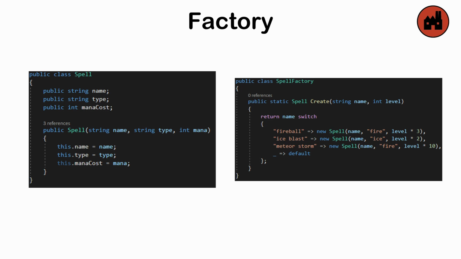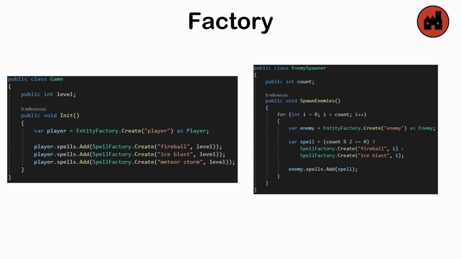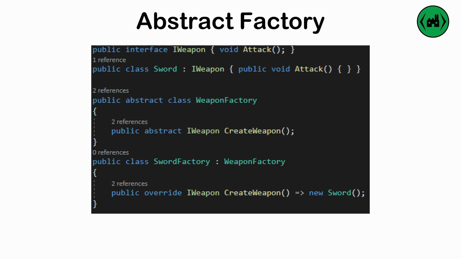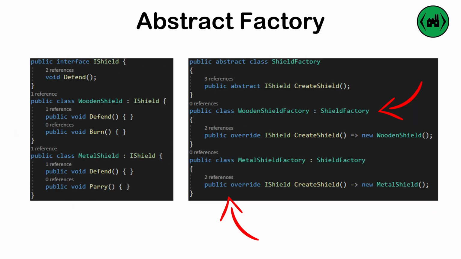Factories are often made for a broad base class or interface, such as spells, enemies, items, abilities, etc. The core idea is to centralize creation logic, reducing direct dependencies, and keeping your code flexible. Abstract factory. A more generic version of the factory pattern that has an interface or abstract class as its base. Specific factories are then derived from it.